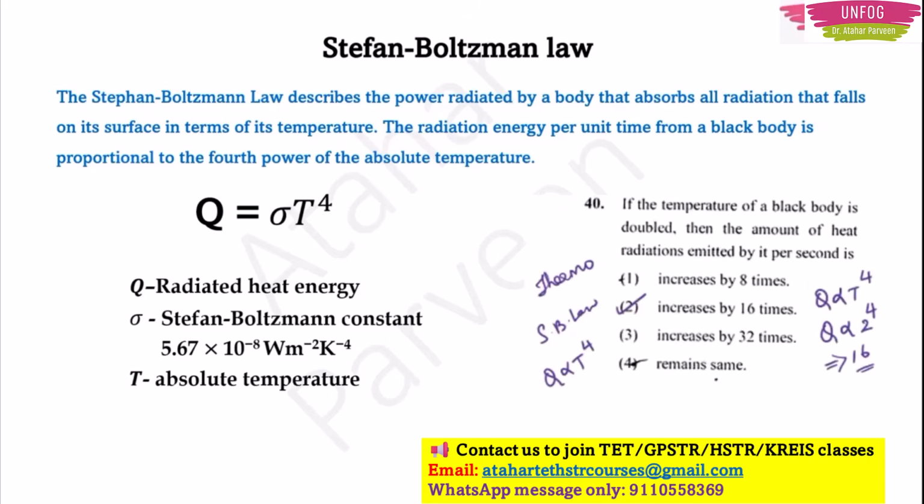Okay. The question was like this. If the temperature of a black body is doubled, then the amount of heat radiation emitted per second is? With this law, we know that Q is proportional to T to the power 4. So if the temperature of the black body is doubled, then the amount of heat radiation emitted will be 2 to the power 4, because doubled, right? So Q will become 16 times.